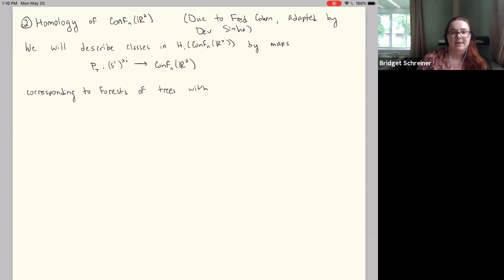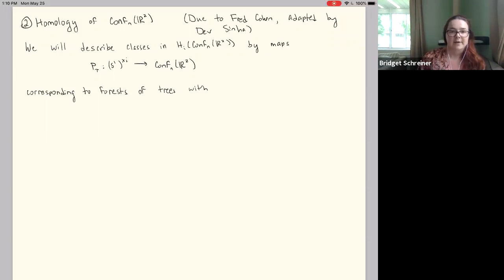Okay, so the next thing I wanted to talk about is the model of homology of configurations in R2 that I'm using. I got this from a paper by Dev Sinha, although the idea was originally due to Fred Cohen and has been changed a fair amount over the years. But the presentation that I'm looking at, I got from Dev Sinha. So we're going to describe classes in the ith homology by maps from an i-torus to configurations of endpoints in R2. And this gives us an element of homology just by applying homology to that map and taking the image of the fundamental class.